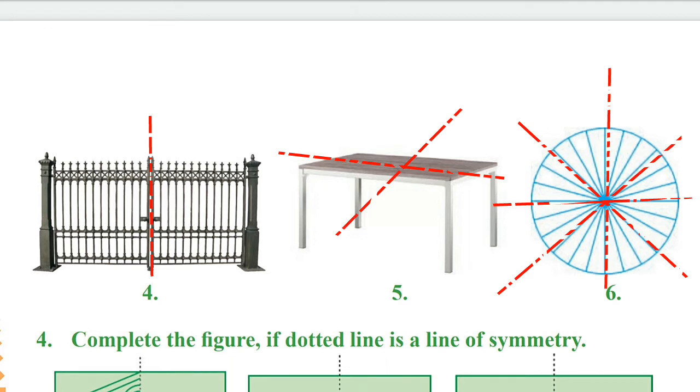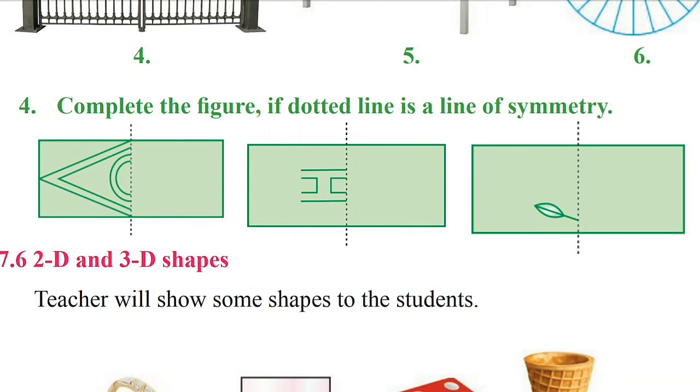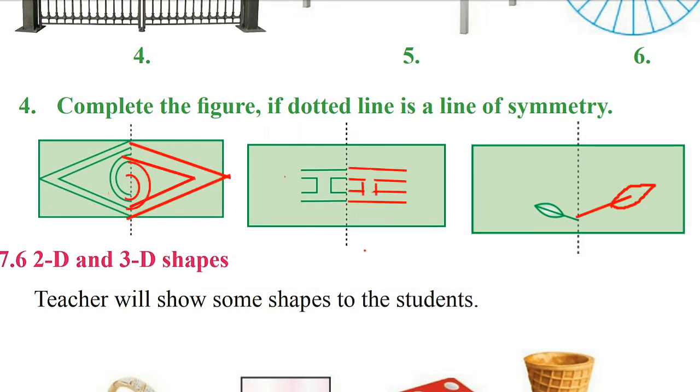Fifth, similarly here, and similarly in the sixth figure, there are a number of lines of symmetry, right? Different figures may have different numbers of lines of symmetry. For example, in figure 6, all the lines are lines of symmetry. Fourth part, complete the figure if the dotted line is a line of symmetry. Here we will draw the symmetrical part of the given part, right? So you can see we have drawn all the figures.